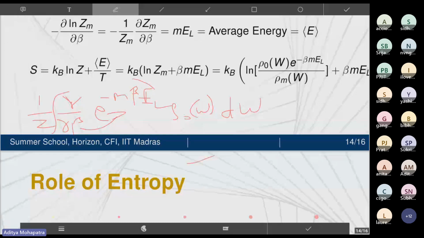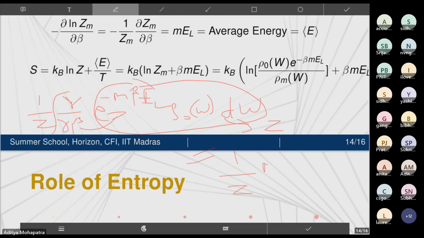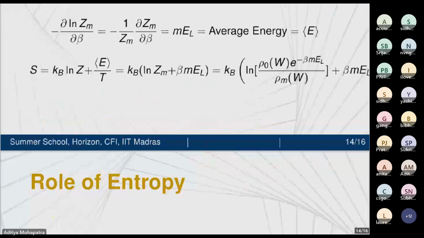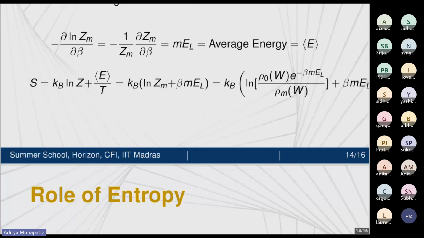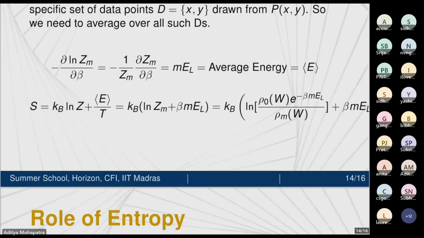And this entire thing, I just add up M EL into this entire thing, is nothing but JM. So what you get is 1 by Z, M EL into Z, which is nothing but the M EL. Now it's fine. The average energy turns out to be M into the average learning error. So there's an analogy between energy and learning error.